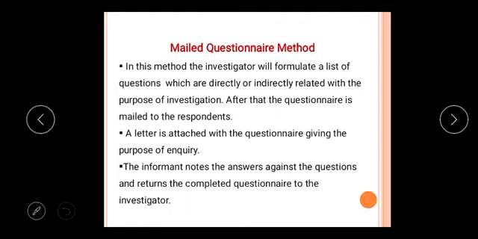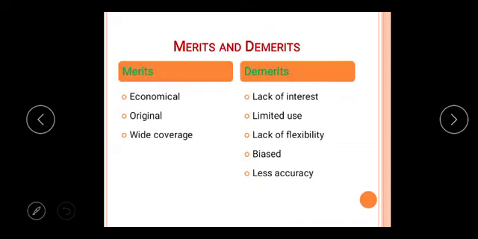The informant notes the answers against the questions and returns the completed questionnaire to the investigator. Dear students, the mailed questionnaire method is most suitable when the area of study is very wide or vast, and particularly when the informants are educated. Now coming to the merits and demerits of this method. Dear students, firstly, we will discuss the merits of mailed questionnaire method.